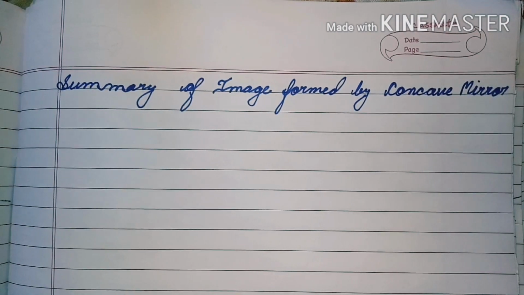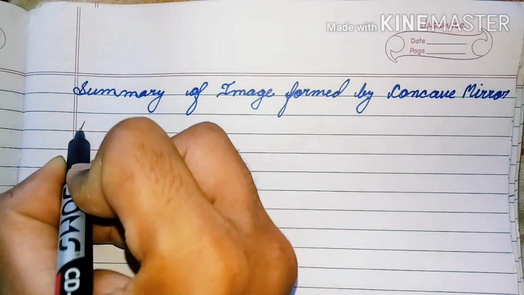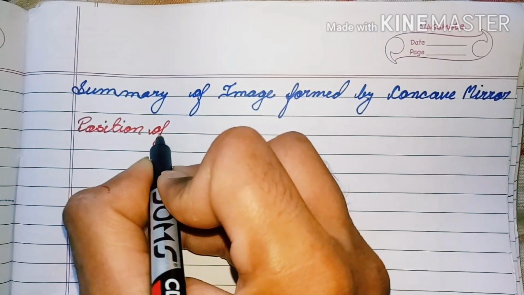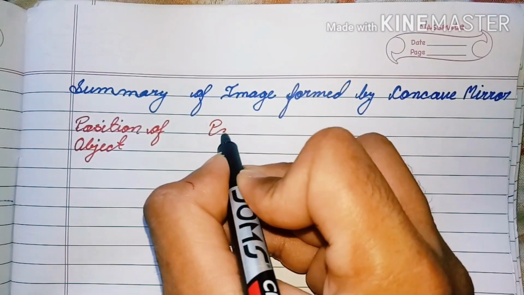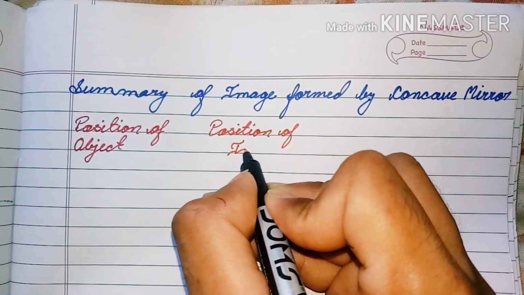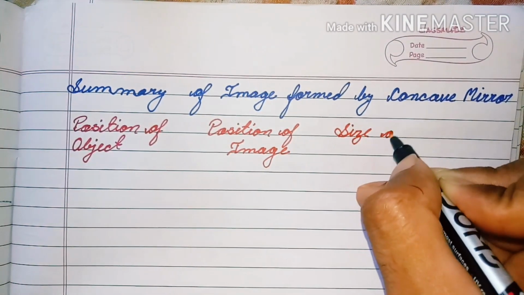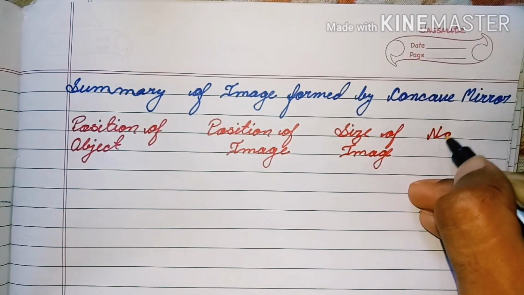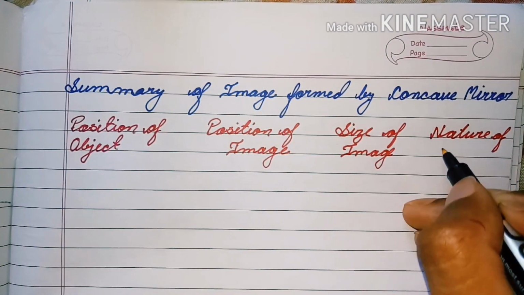So students, we have to make a table with columns: position of object, position of image, size of image, and nature of image. Means the image is real or virtual. Okay.